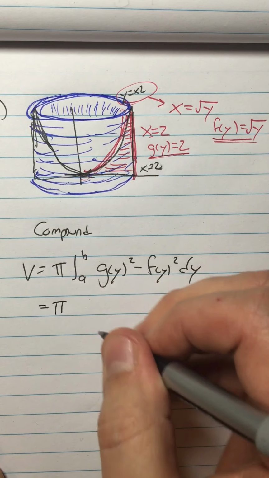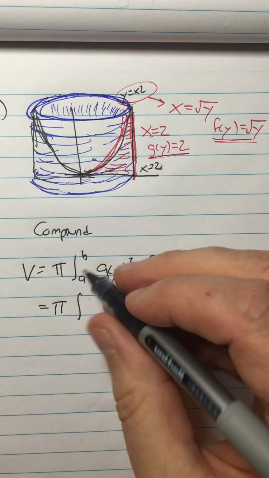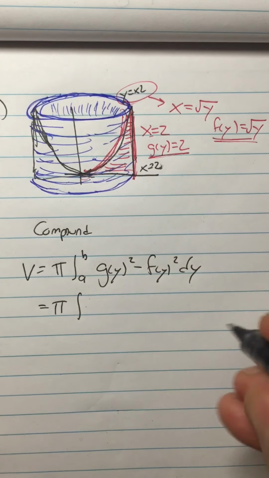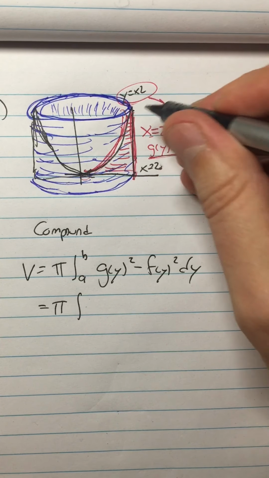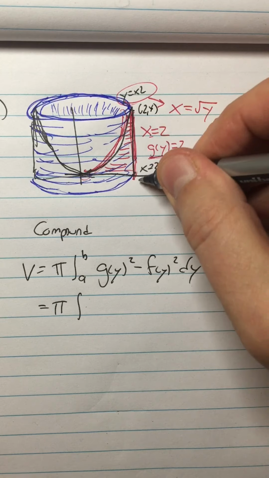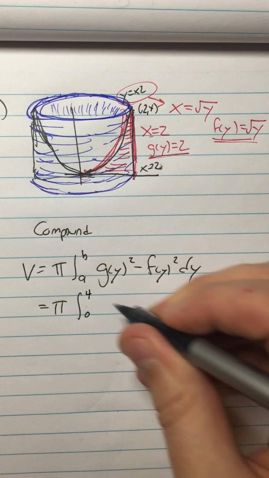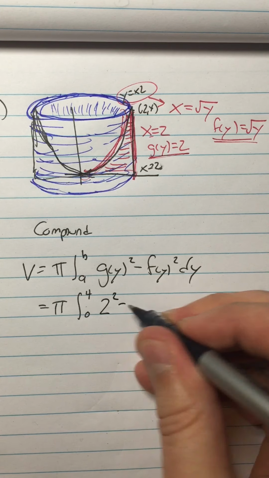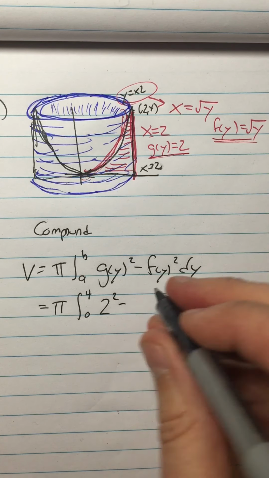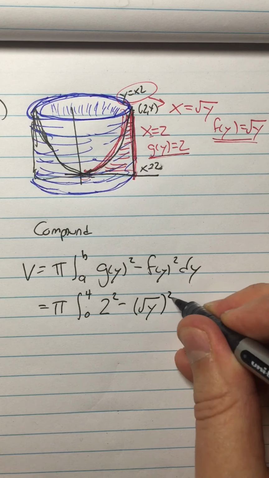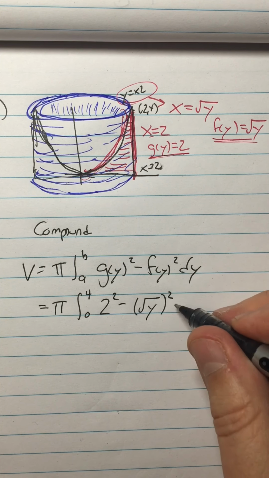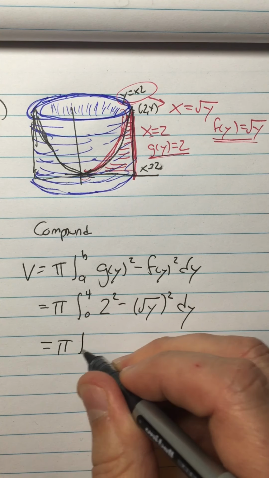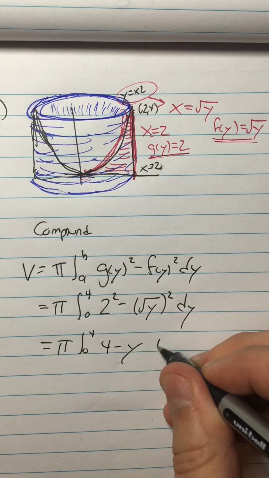And remember these are y coordinates now, because we're dy. So we're going from 0 to 4, because this is the point (2, 4) up here. So my limits of integration are 0 to 4. My g of y is 2, so I have 2 squared, minus my f of y, square root y, squared. You notice how we don't mind having square roots in our functions because we're just going to square them anyway. So that is pi times the integral from 0 to 4 of 4 minus y dy.